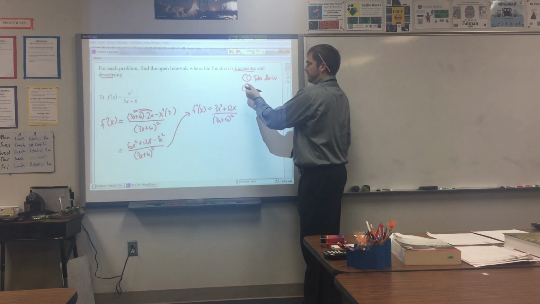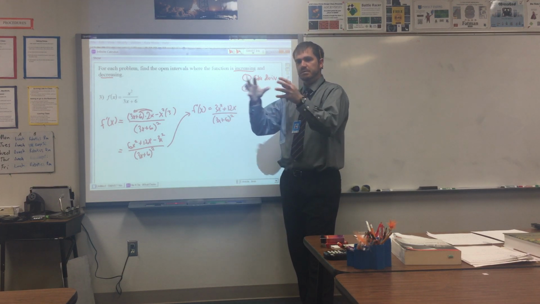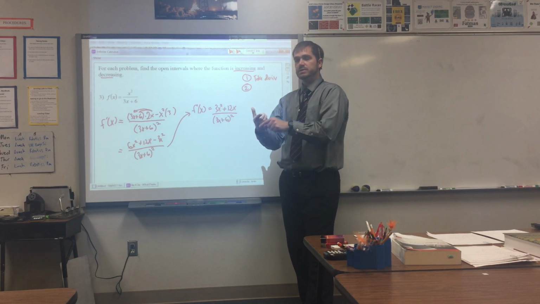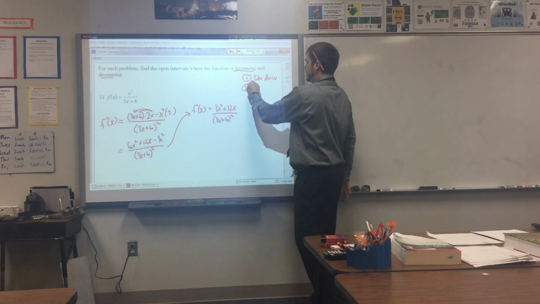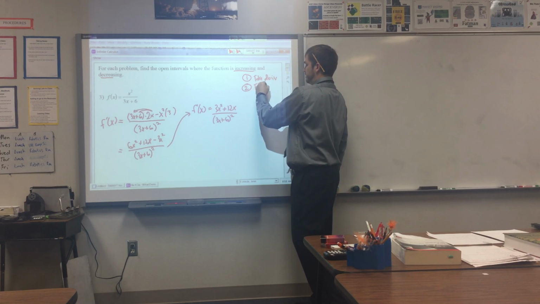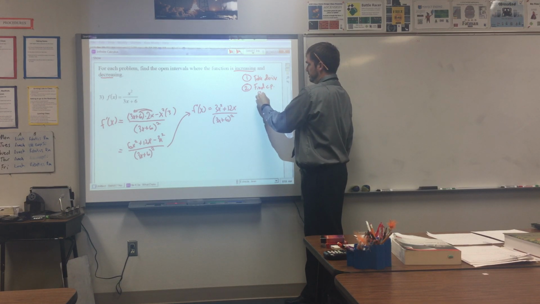So, there is a term for the type of points where the derivative equals 0 or the derivative doesn't exist. Critical points. So I'm going to put find critical points right here. Find critical points. Notice that is where f prime equals 0 or does not exist.